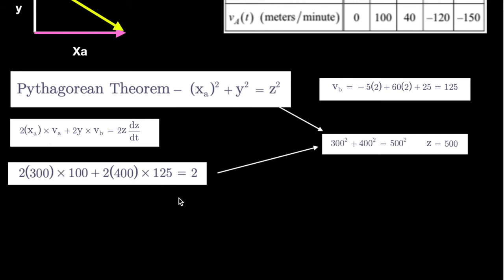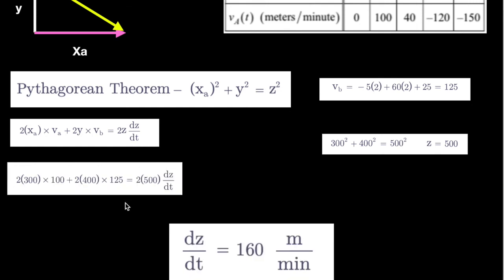So we're going to plug that in, and then we're going to put 2, and now we need to find z. We didn't get a value for z either, but we do know the formula for the Pythagorean theorem, which is x sub a squared plus y squared equals z squared. So we're just going to plug in 300 squared plus 400 squared, and we get that it equals 500 squared. When you find the square root of that, you find that z equals 500. So once you plug everything in, you solve for dz/dt, which is the rate that we're trying to find, and we'll get that the rate at 2 minutes is equal to 160 meters per minute.